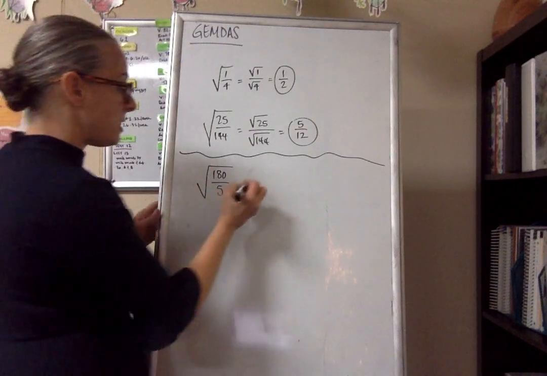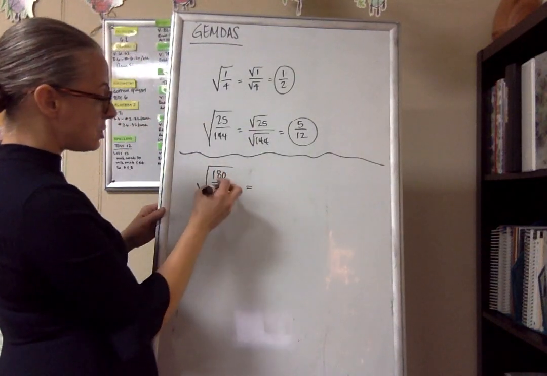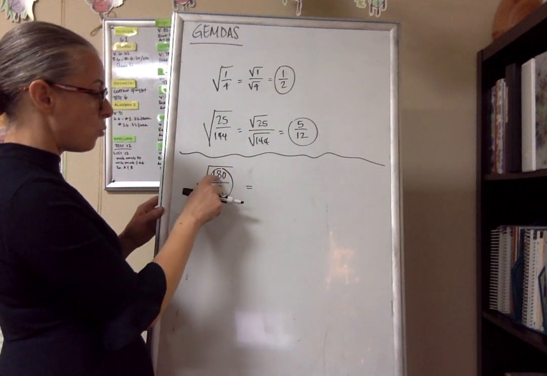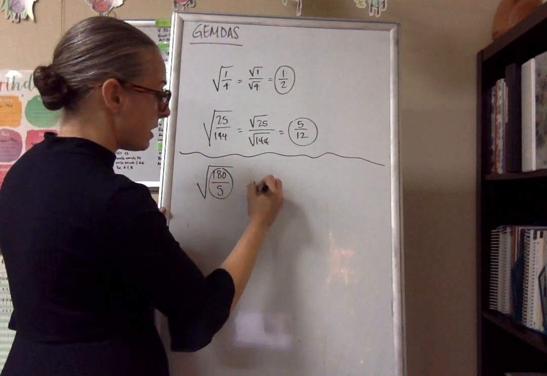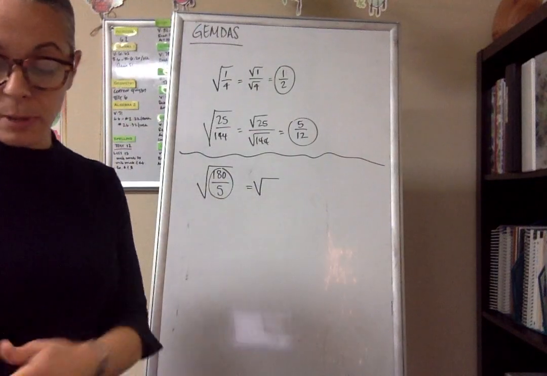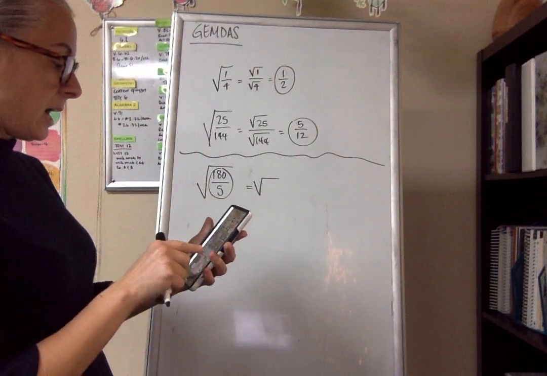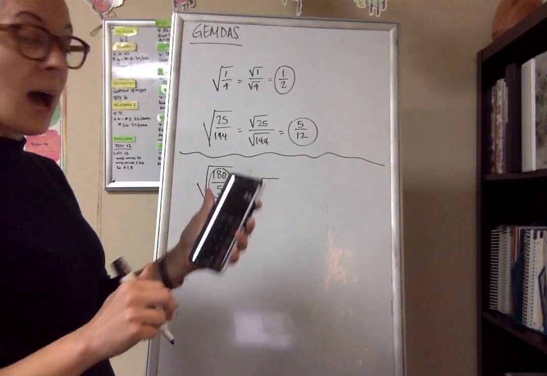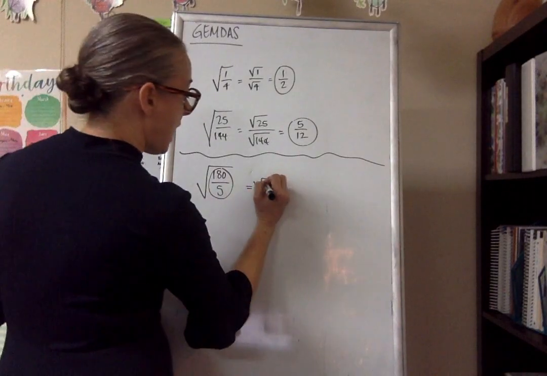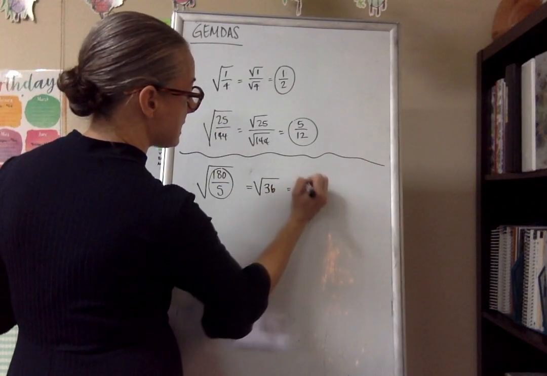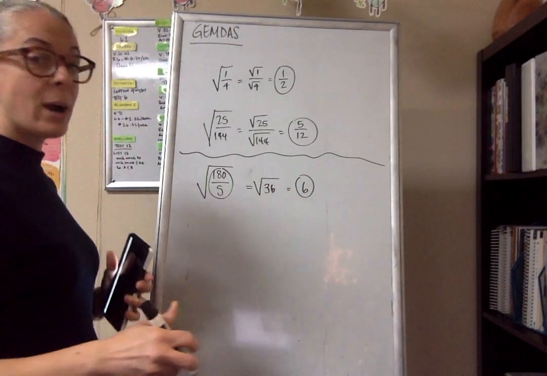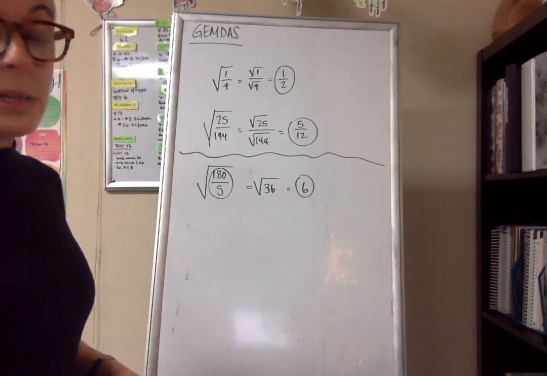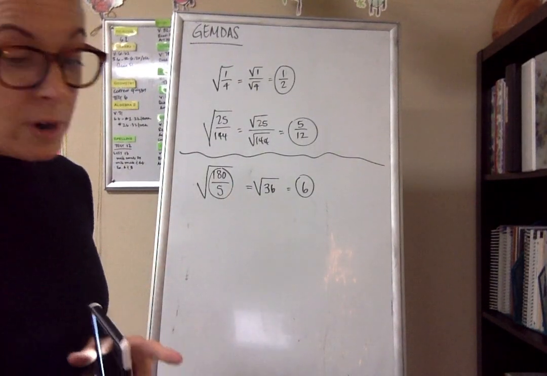So let's try this. Instead, let's do the division that we see represented right here. Let's say 180 divided by 5 and see what that turns out to be. Well, if I try that, 180 divided by 5, I get 36. And I do know the square root of 36. It's 6. So I can solve it by doing division underneath the grouping symbol of the radicand first.